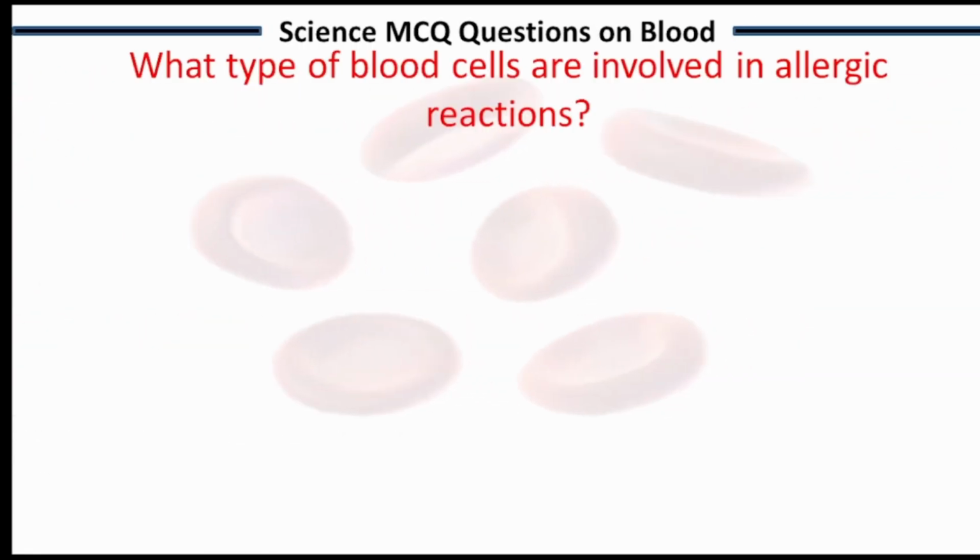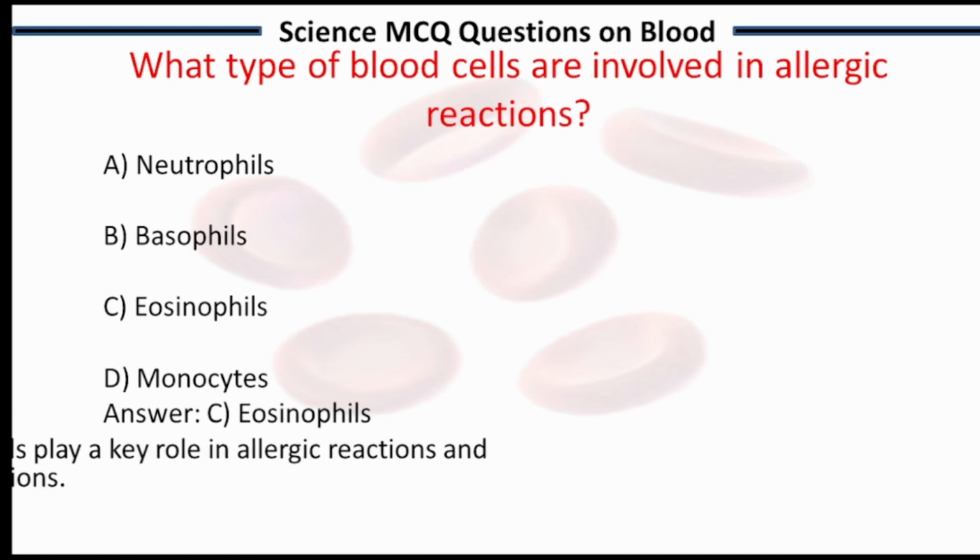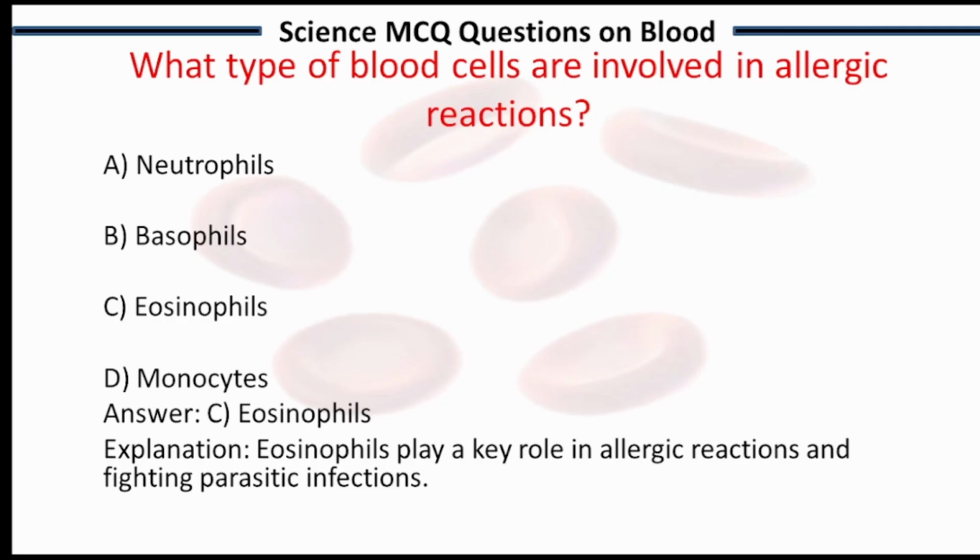What type of blood cells are involved in allergic reaction? Option A neutrophils, option B basophils, option C eosinophils, option D monocytes. Right answer is option C eosinophils. Eosinophils play a key role in allergic reaction and fighting parasitic infections.